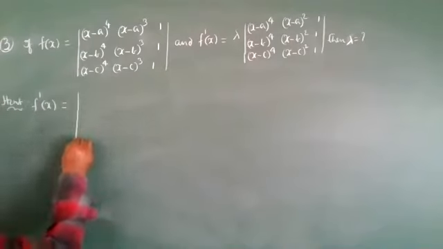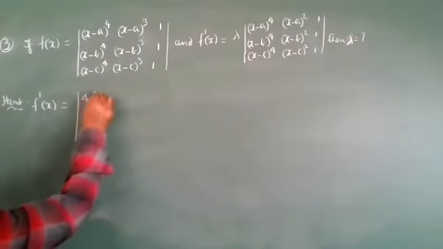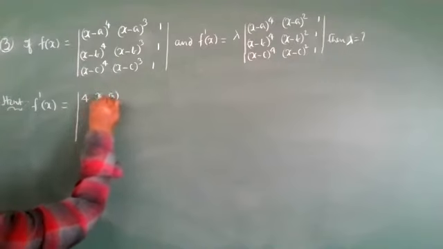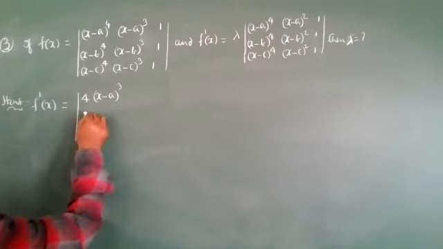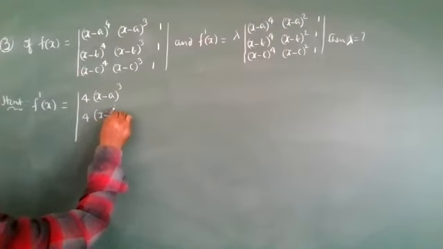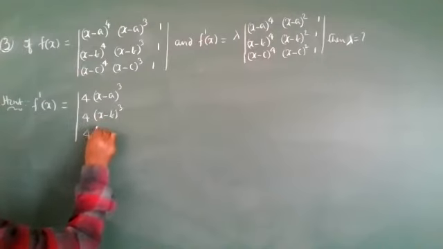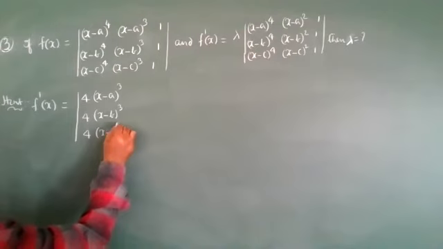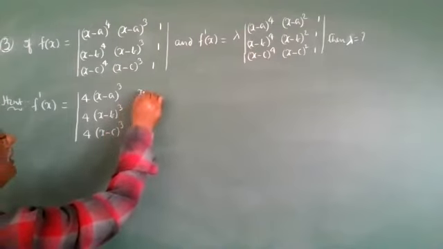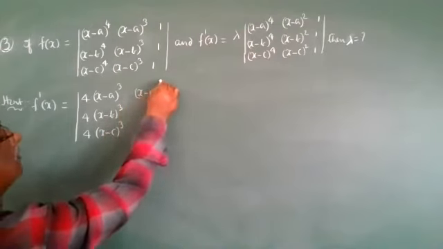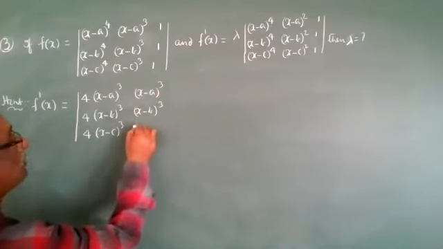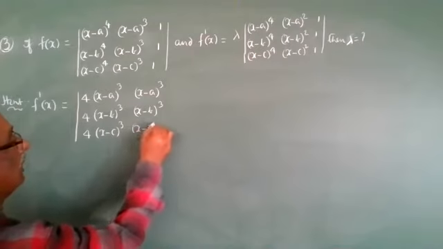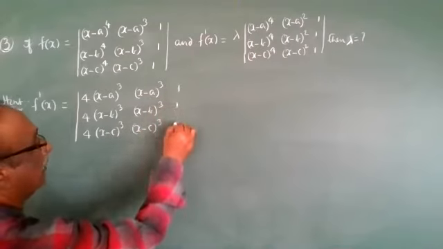First column derivative: 4(x minus a) whole cube, next 4(x minus b) whole cube, next 4(x minus c) whole cube. Second column is the same: (x minus a) whole cube, (x minus b) whole cube, (x minus c) whole cube, and the third column also the same.